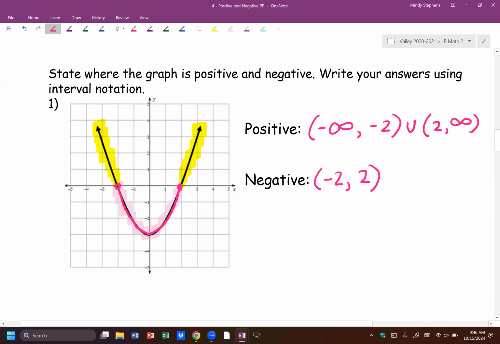Be careful not to mix up what we just did with what we're doing right now. It doesn't stop at the low point, like when we were doing decreasing, increasing. It's stopping when it touches that x-axis because that's where it becomes positive or negative. So that's it for number 1.